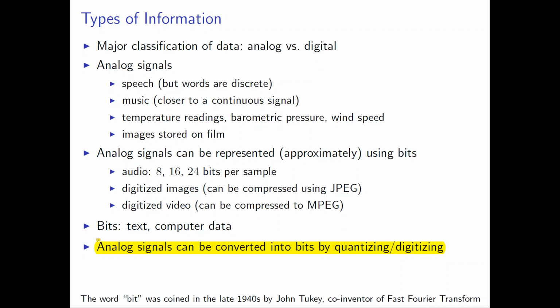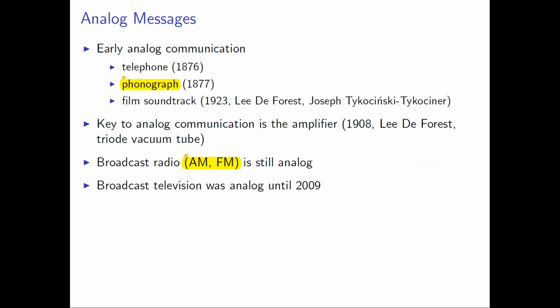The receiver then receives the signal. If it is at the bottom level, 0, what does it mean? You have transmitted 0. If it is +5 volt, this means you have transmitted 1, bit 1. And by doing so, you can convert your electrical signal to bits. Analog signals can be converted into bits by quantizing or digitizing.